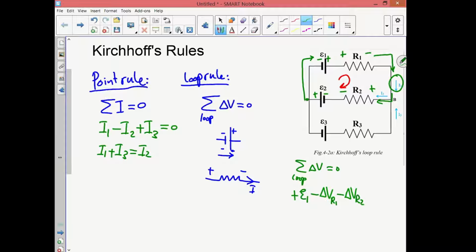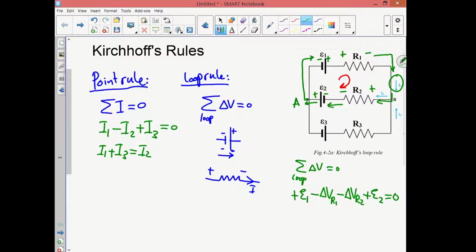And then the next item that we will see is going to be the battery E2, and we're moving from a point of low potential to a point of high potential. So this is an increase in potential of value E2. Now after E2, we arrived at point A again, where we started. Here is point A. So we closed the loop, so this sum should add up to 0.